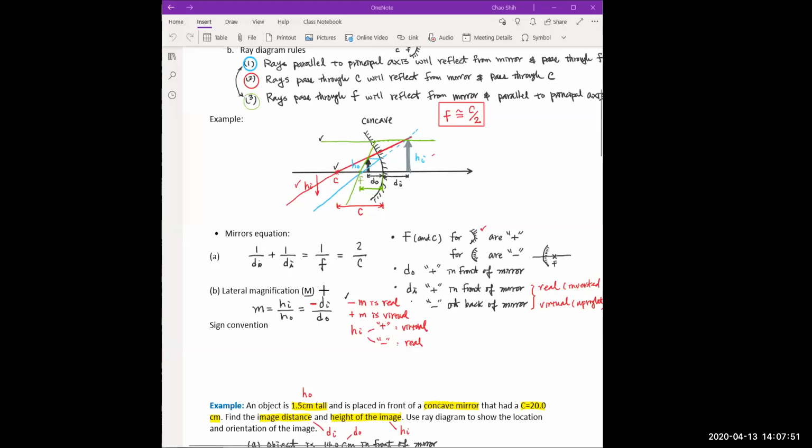The di is a negative value, so you put the negative di value with another negative sign, and it gives you the magnification, which is positive, meaning the image is upright. The image is upright and virtual, so h is also a positive value. It's on the back of the mirror, so it's virtual and upright. Everything should be able to confirm your calculation. Question about this part?